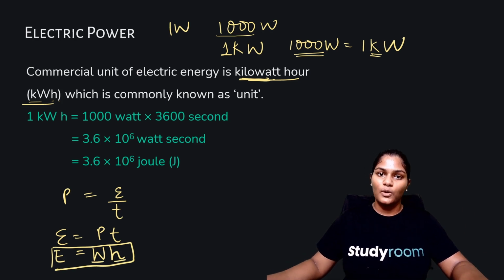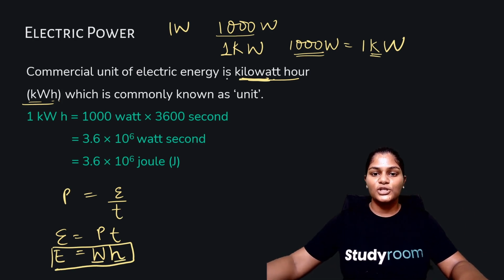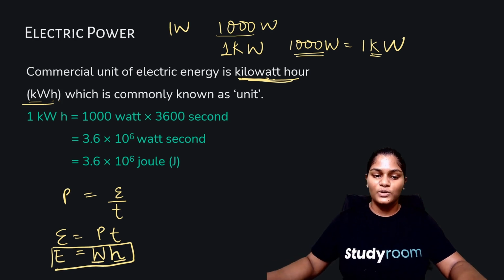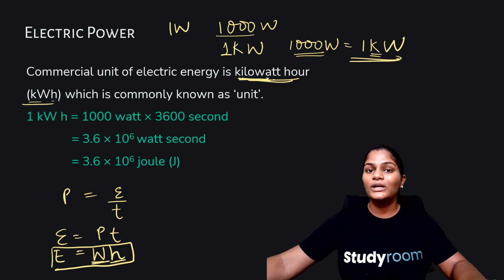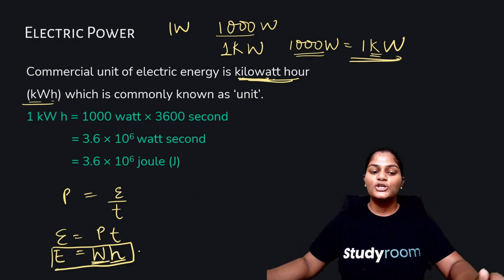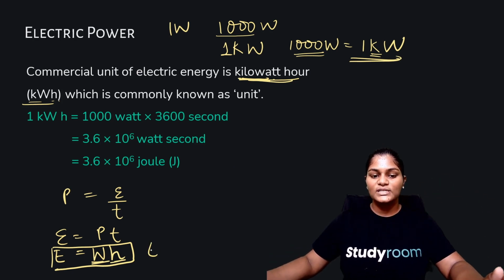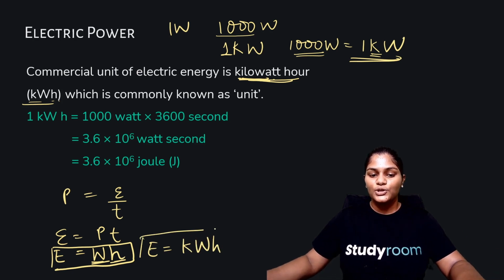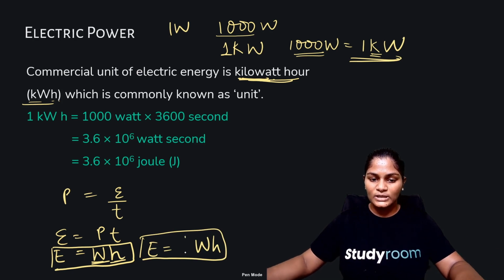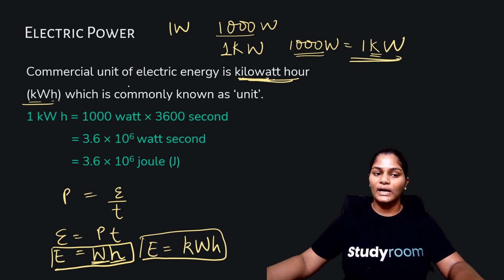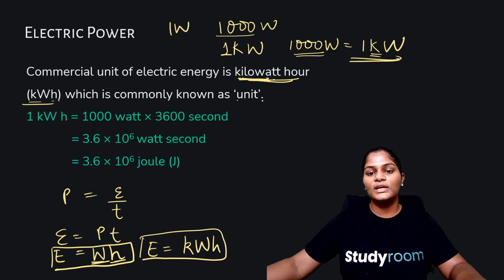Watt into hours. Okay. So the commercial unit of energy is kilowatt hour. So here it's watt hours, and in the beginning I told you that this kilowatt is the standard unit that we use. So it's not actually just watts. Energy is also written as kilowatt hour. So if you see this representation anywhere, don't get confused. This is a small k. Okay, this is kilowatt hour, which is commonly known as unit.